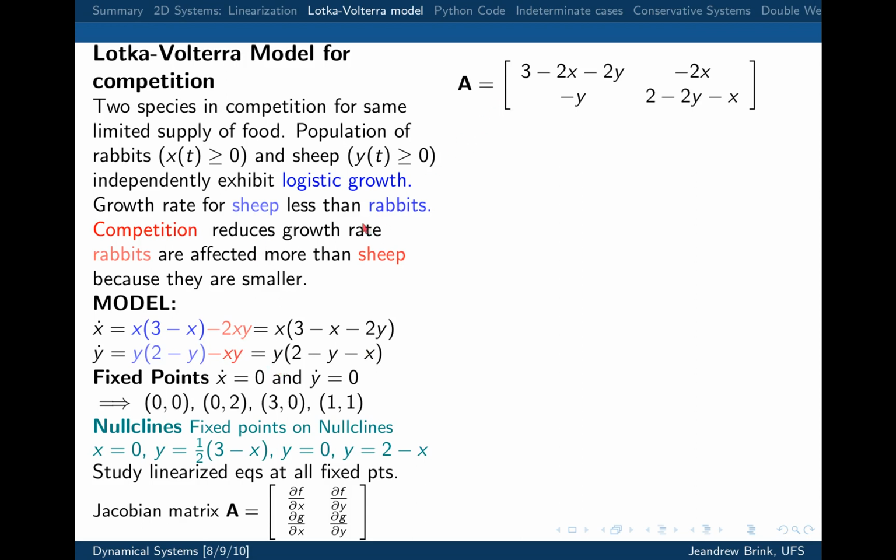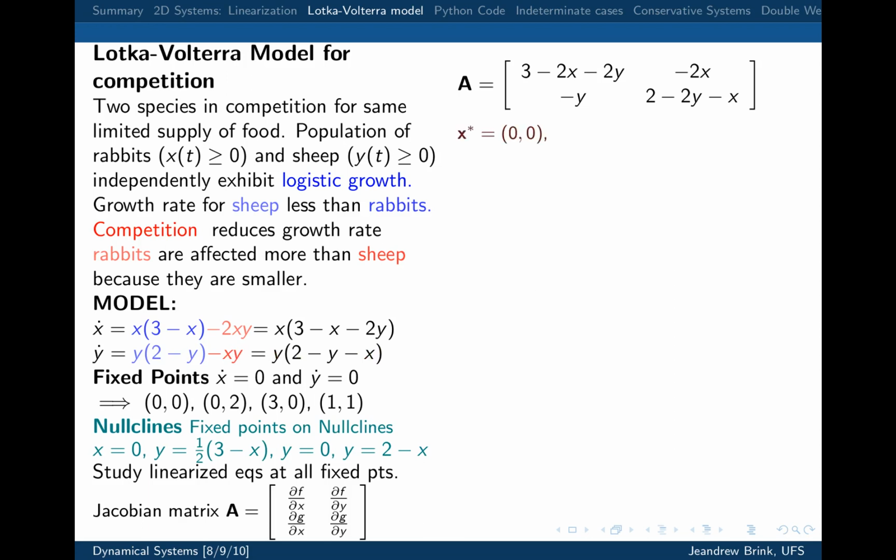So if we take this thing's derivative with respect to x, we get 3. Here is a minus x squared, so it's 2x minus 2y. If we take this top one's expression with respect to y, we basically get minus 2x over there. If we take g's expression with respect to x, we simply get minus y, and with respect to y, we get that expression. Okay, so we can compute our Jacobian matrix simply by taking derivatives of the differential equation.